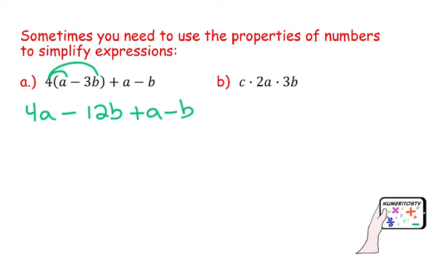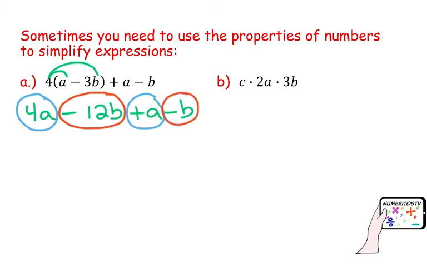Okay, now that I'm done with multiplication, now I can do the subtractions and additions, whatever I see first from left to right. So I am going to use different colors to combine my like terms. So blue for a, so 4a plus 1a, and then I'm going to use red to represent b's. Minus 12b minus 1. So let's start with the blue ones.